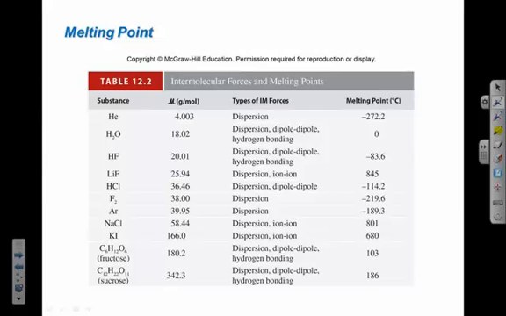And so this table shows a variety of melting points as well. So we can see the type of attraction is really important. Molecules that can undergo hydrogen bonding have a higher melting point. The ones that cannot have, in general, a much lower melting point.